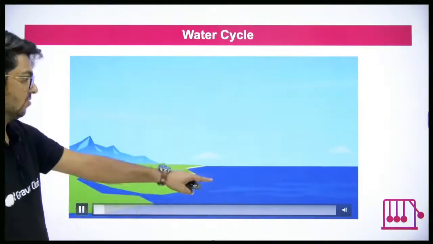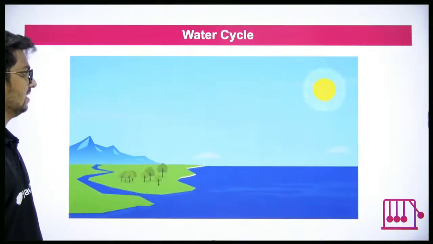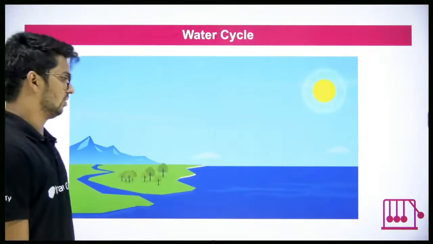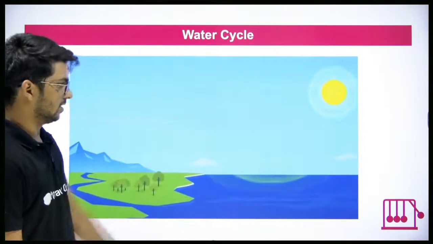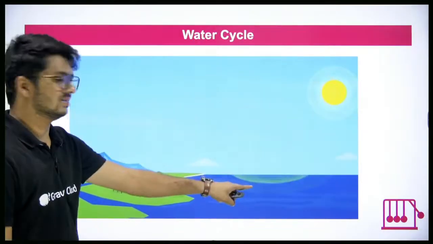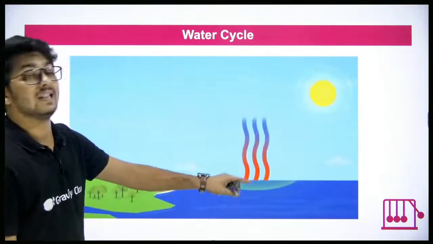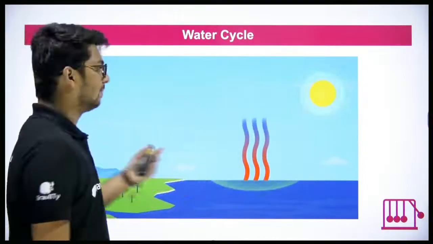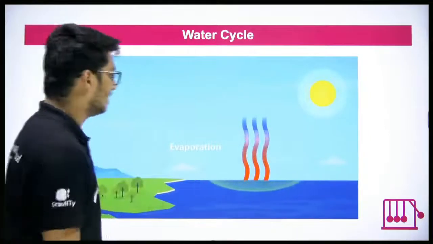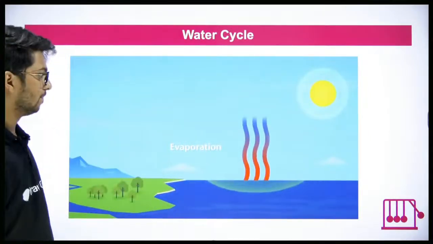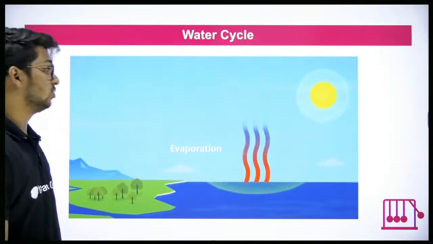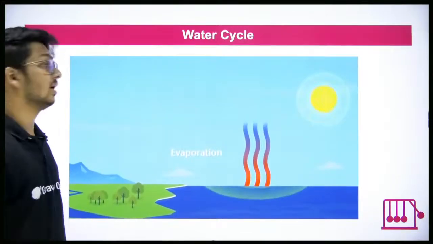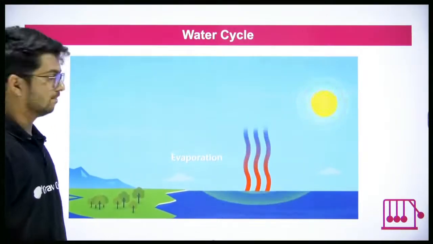So first, from the ocean or from the sea, evaporation occurs. It will be shown. See here. From the sun, the ocean is receiving heat and the water vapor evaporates. Right? Water vapor evaporates and it rises up. And see, gradually, clouds also will be formed.